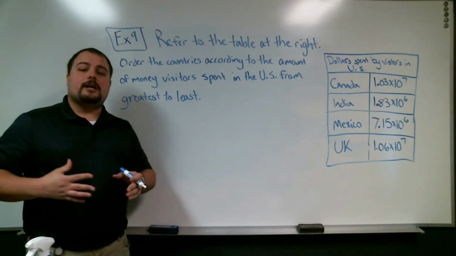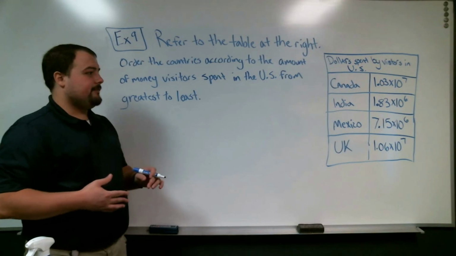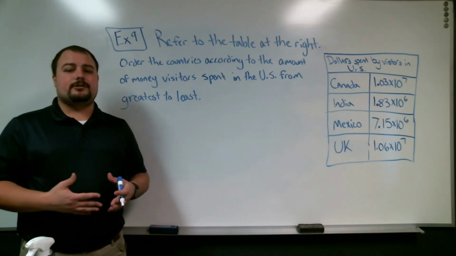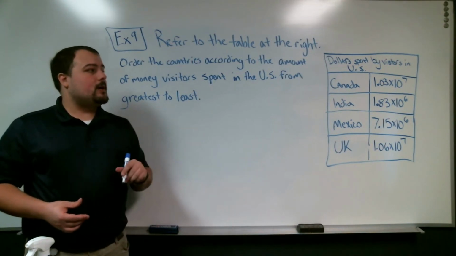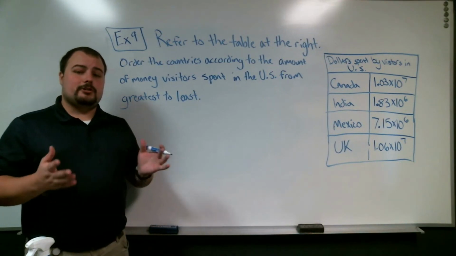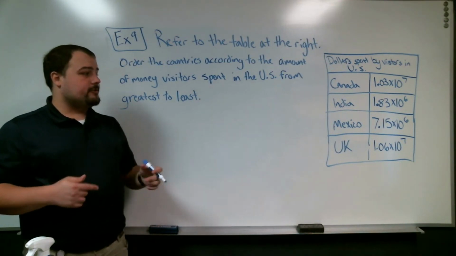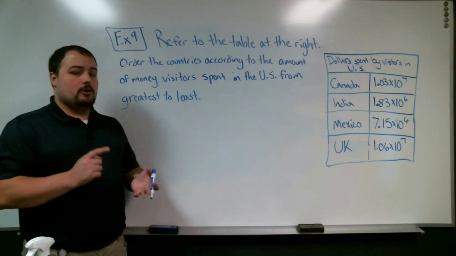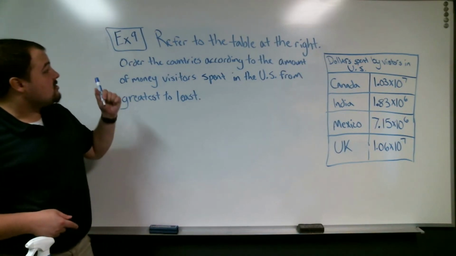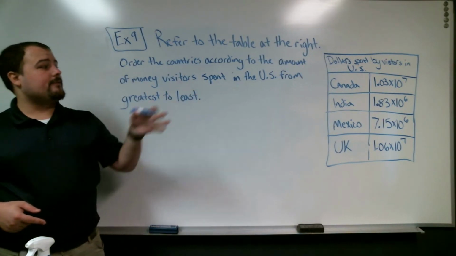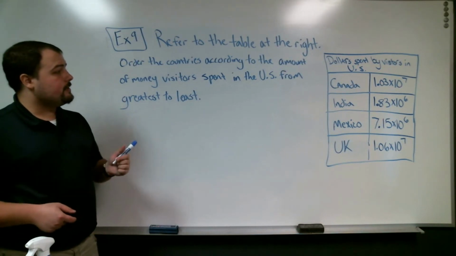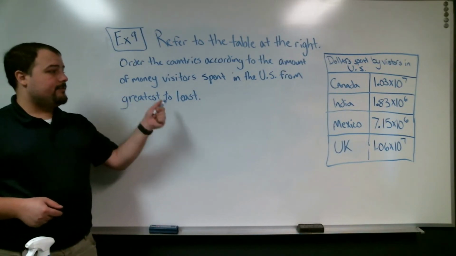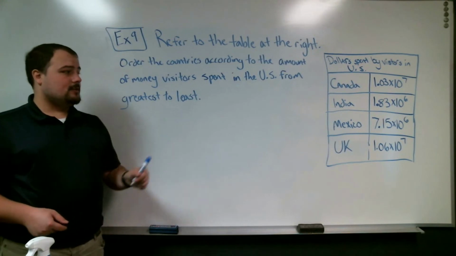In this example, we're going to look at something that could be related to real-life examples. Rather than using really big, large amounts of money, we're going to compare the dollars spent by visitors in the United States from 4 different countries: Canada, India, Mexico, and the United Kingdom. So it says refer to the table at the right. So we have that table at the right. Order the countries according to the amount of money that visitors spent in the United States from greatest to least.